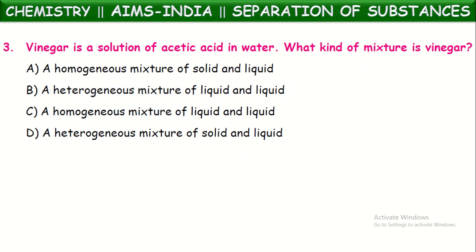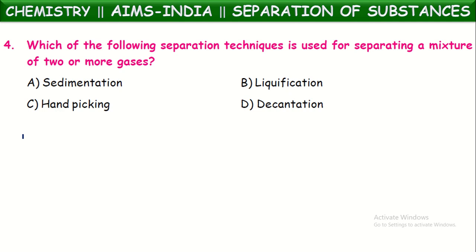Next, the next question. Vinegar is a solution of acetic acid in water. What kind of mixture is vinegar? We know acetic acid is a liquid and water is also a liquid. When we mix these two, acetic acid will mix thoroughly with the water in the formation of vinegar. Now what kind of mixture is this? It is a homogeneous mixture of liquid and liquid. It is a mixture of two liquids, a homogeneous mixture of two liquids. Right?